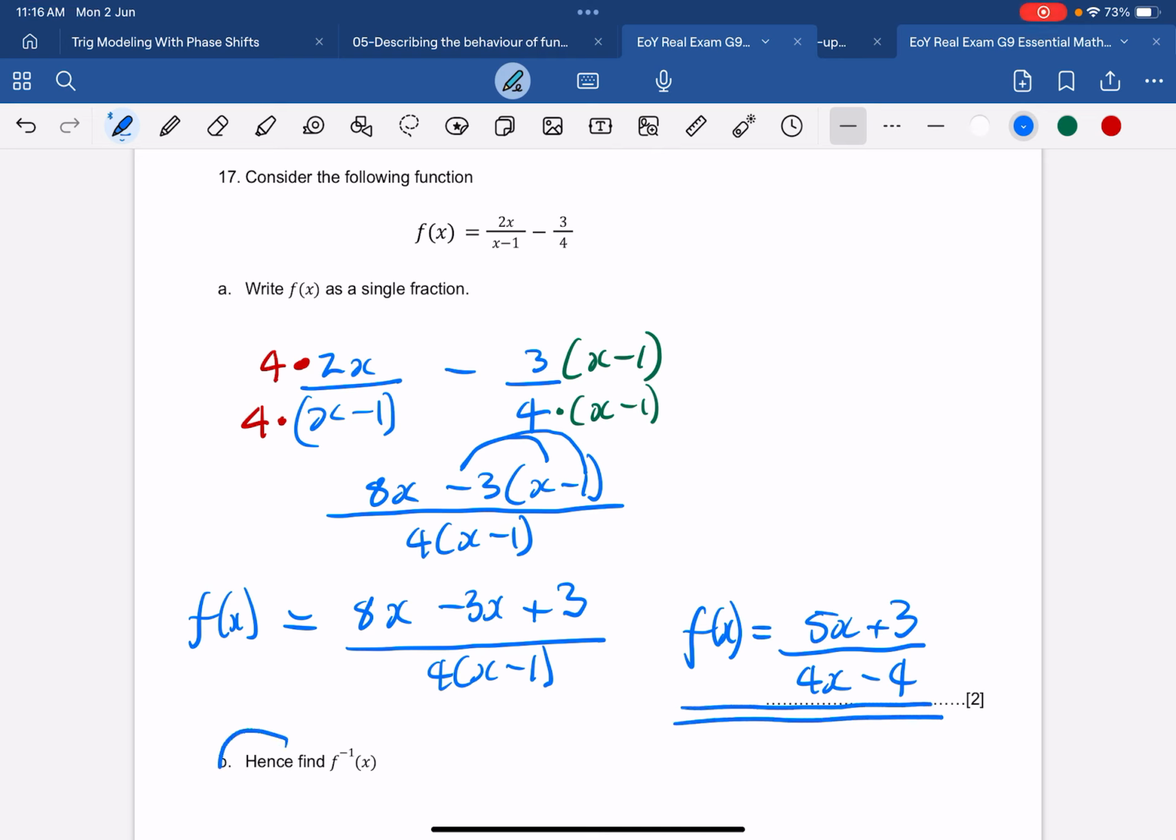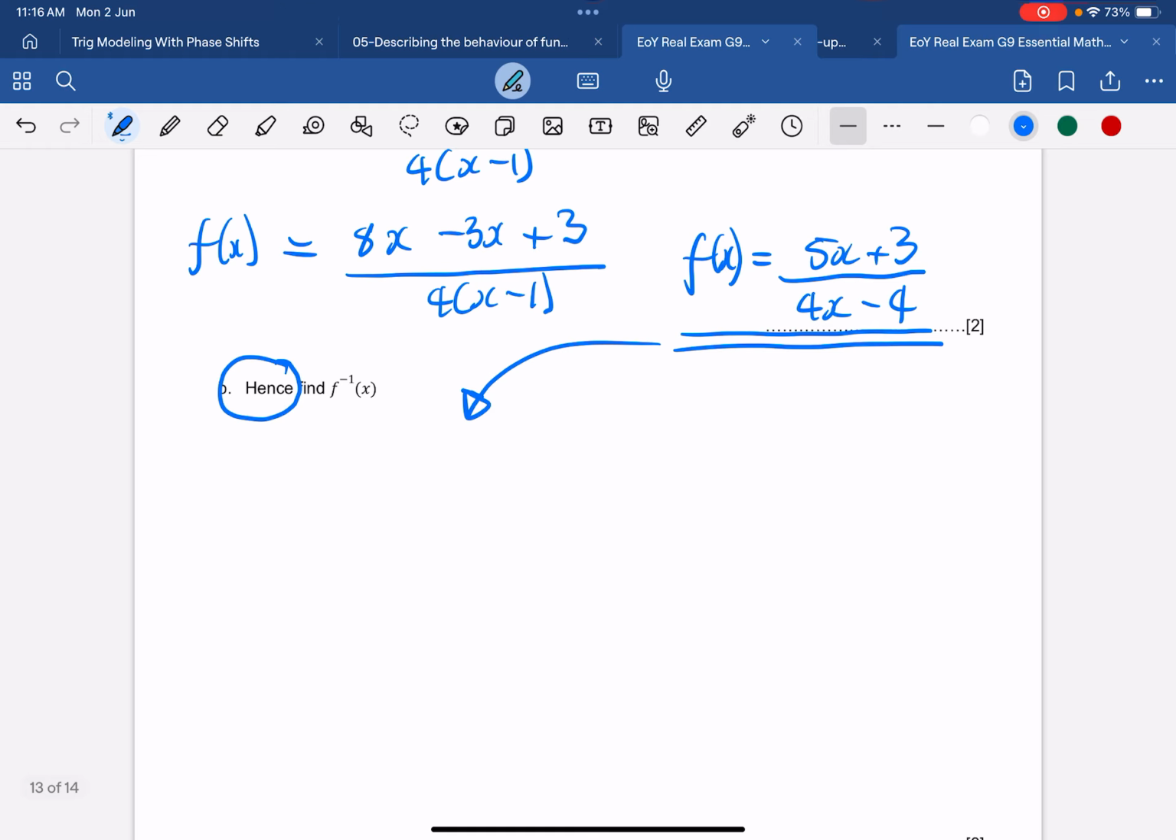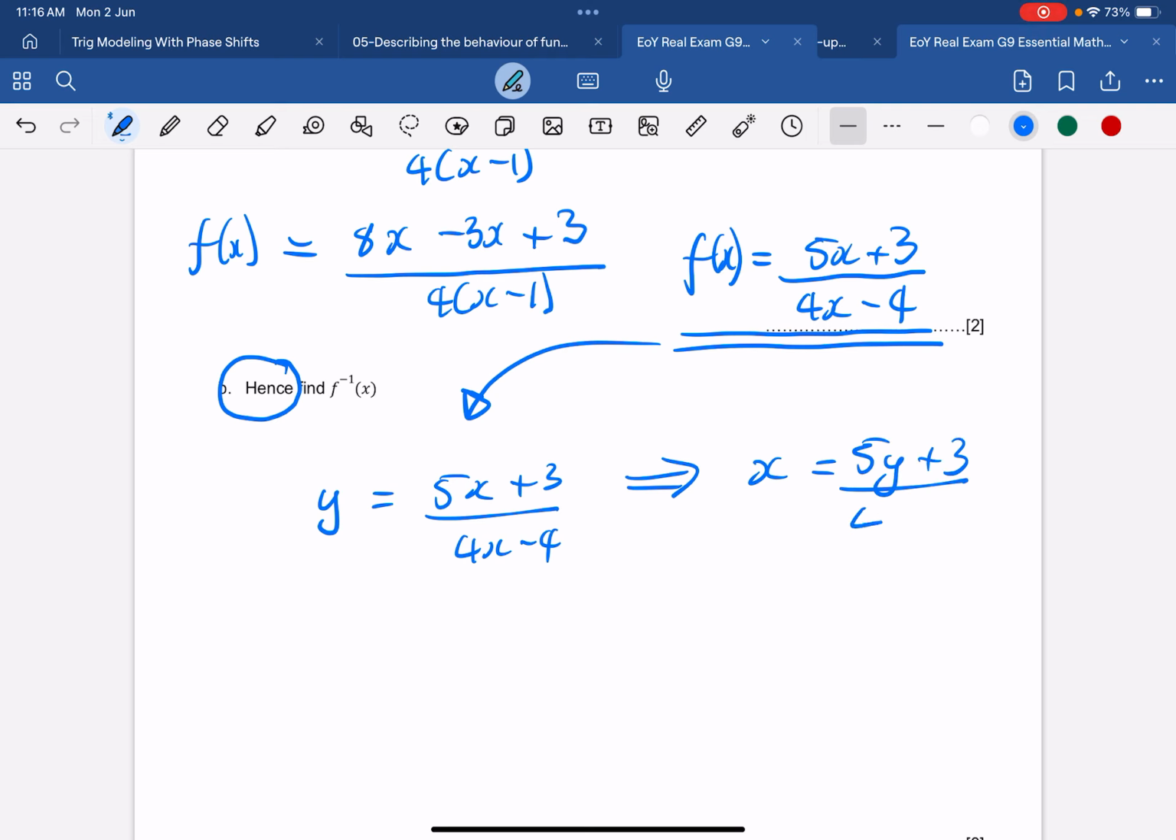And now the hence, right? So using this answer, we're going to try and find the inverse function. So I'm going to go ahead and write that as y equals 5x plus 3 over 4x minus 4. A common method is to interchange the x and the y. I'll go with that method here. As long as you just rearrange, basically, it doesn't really matter if you interchange or not.